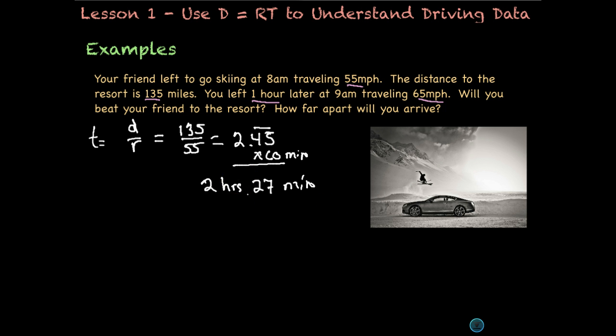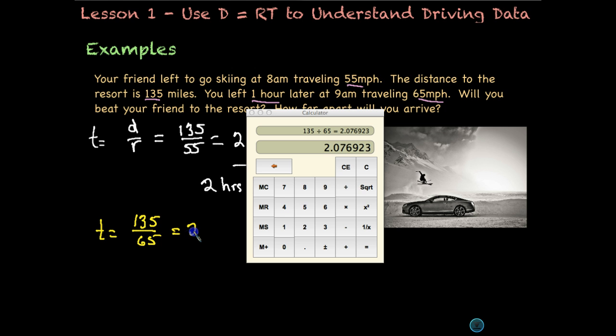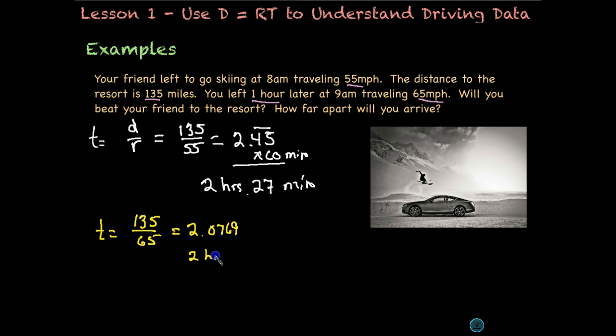Now let's see how long it takes you to get to the resort. So again, we'll look at the distance, which is 135 miles, but your rate was 65 miles per hour. If we take 135 and divide it by 65 miles per hour, we find that it takes you 2.07 hours to get to the resort. So what fraction is the 0.0769 going to be? That looks like about 4.6 minutes, or we'll just round to 5 minutes. So it took you 2 hours and 5 minutes to get to the resort.